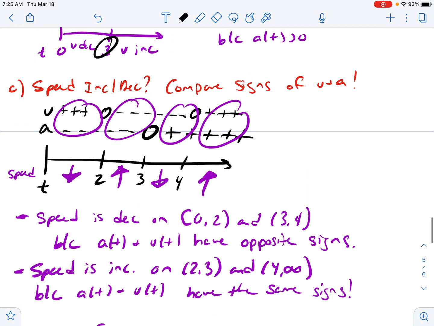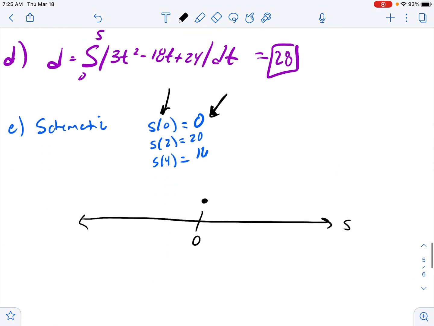Again, just let's take a look. Velocity is positive from 0 to 2, so we're moving to the right. At time 2, we're at position 20. That seems to make sense. We went to the right. And again, somewhere off on the side, we label these time values. Okay, now at time 2, we stop and change direction.